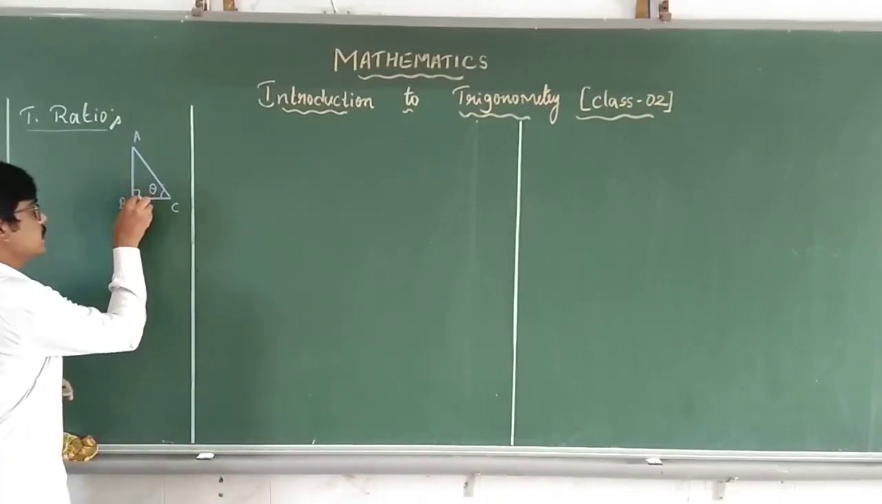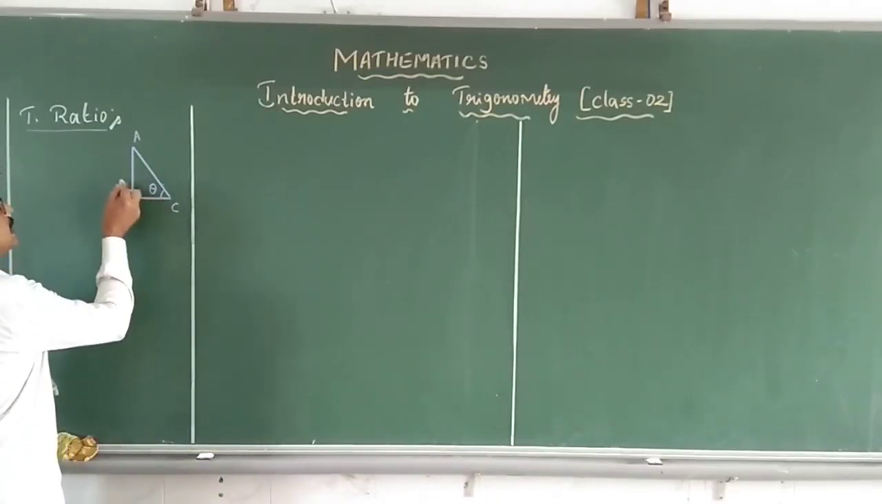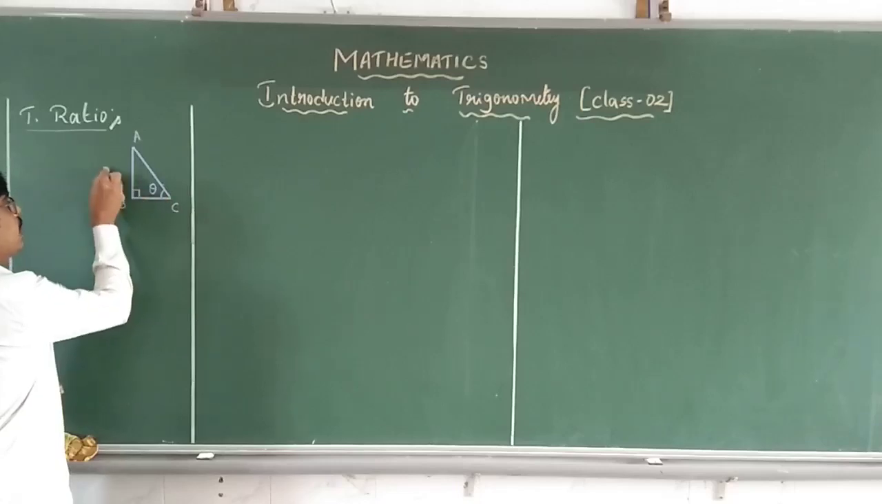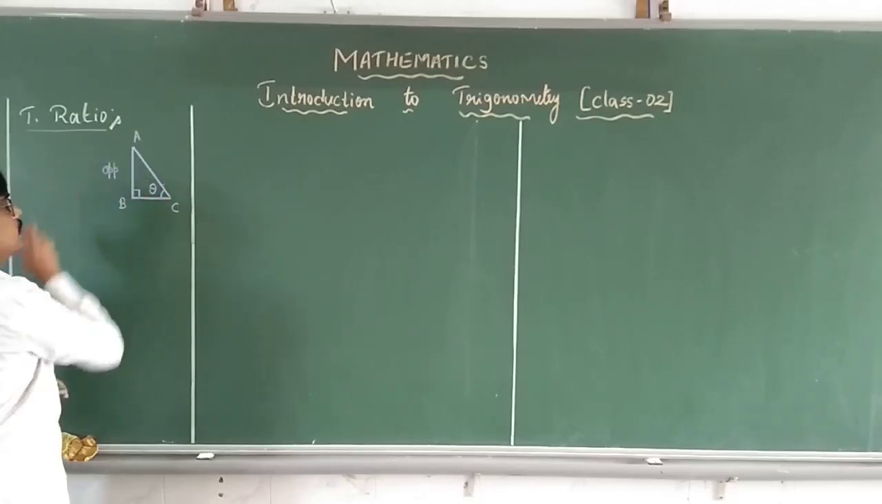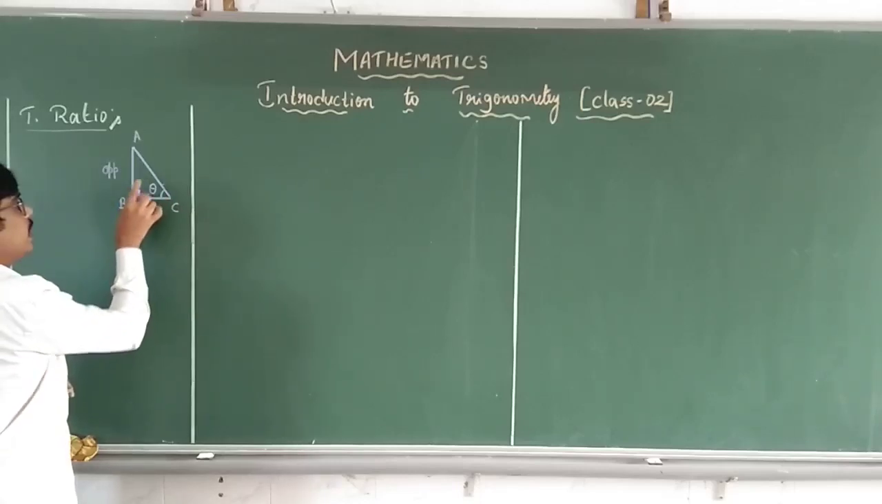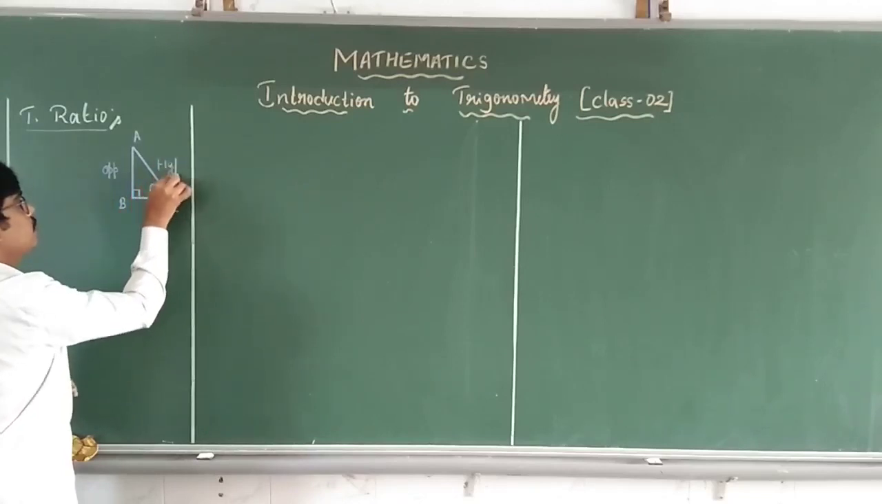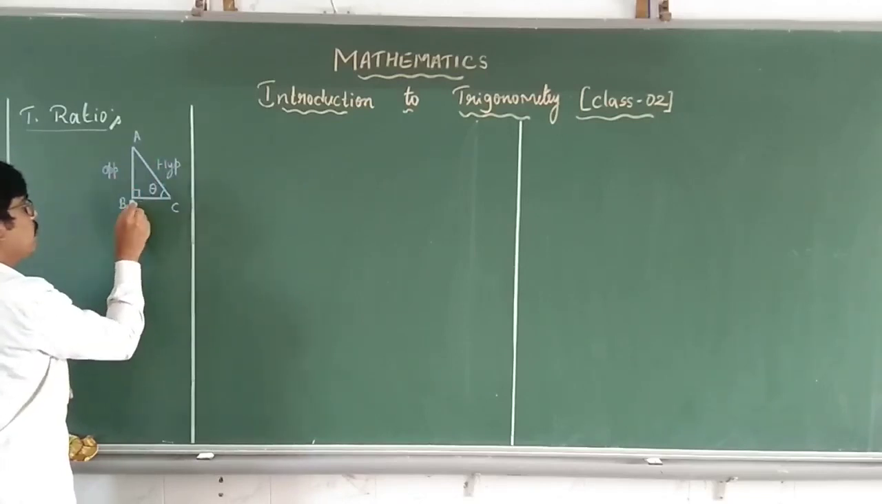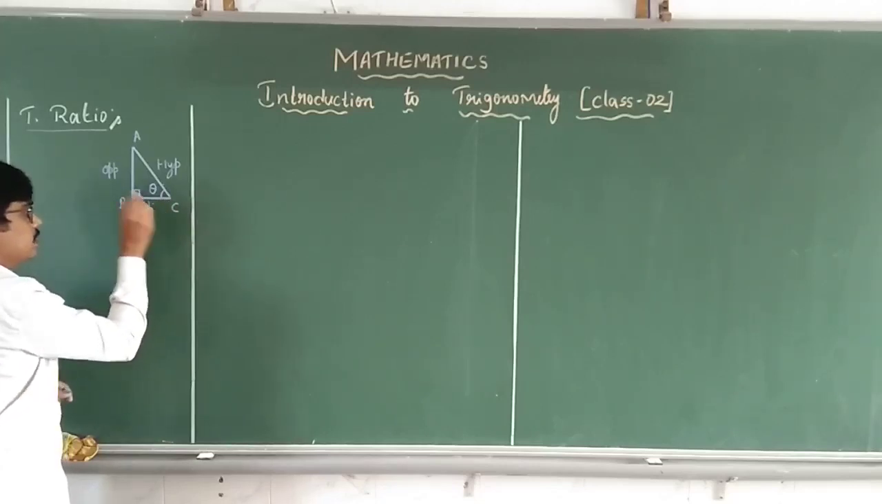So we know that this is the right angle. We call the side opposite to the acute angle as the opposite side, the side opposite to the right angle as the hypotenuse, and we call this as the base or adjacent side.